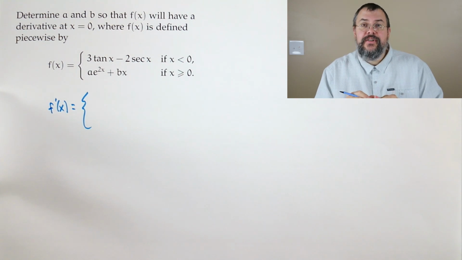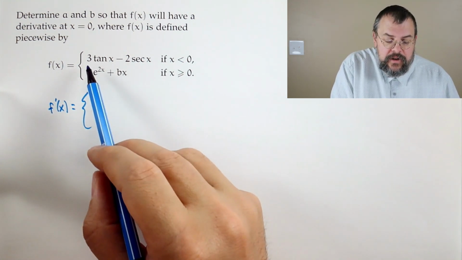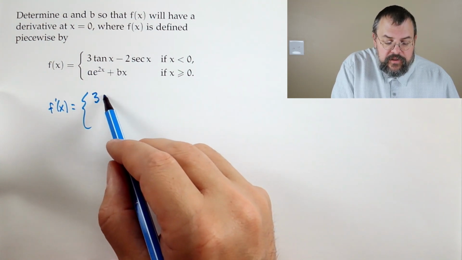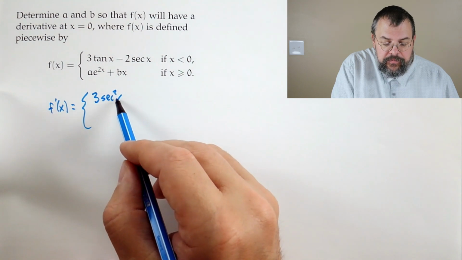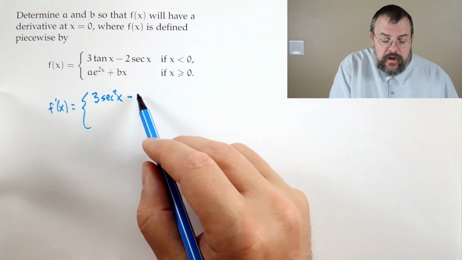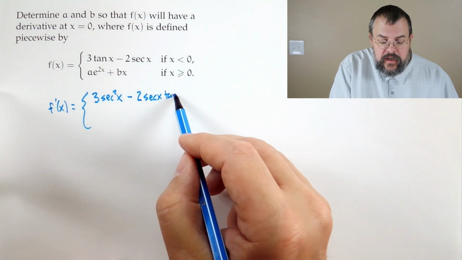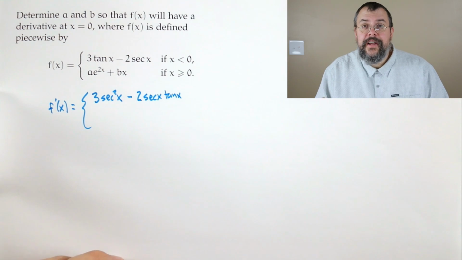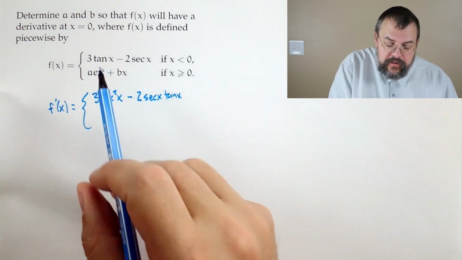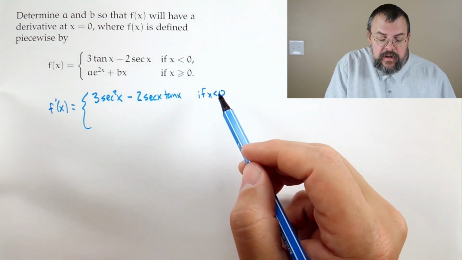So just don't do the place where it glues. So let's take our derivatives. Derivative of 3 times tangent. Well, 3 is a constant. Derivative of tangent is secant squared. Then minus the derivative of secant. Well, the derivative of secant is secant tangent. And that's going to hold where I'm not gluing. So if this is my function for x less than 0, this is my derivative for x less than 0.